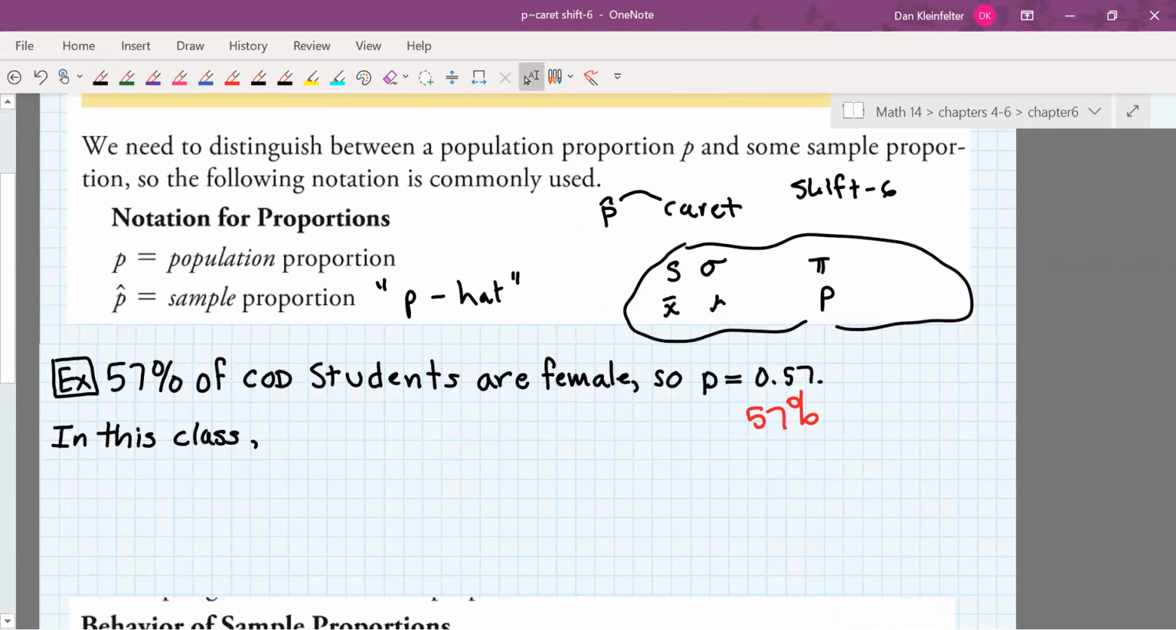Examples of the notation here. It turns out that out of all COD students, about 57% are female. So if we're taking COD students to be the population, p is 0.57. That's the population proportion, or 57%. In this class, it's 21 out of 35 students, and that's 0.6 or 60%. So right around the average, right around the same proportion as COD students as a whole.